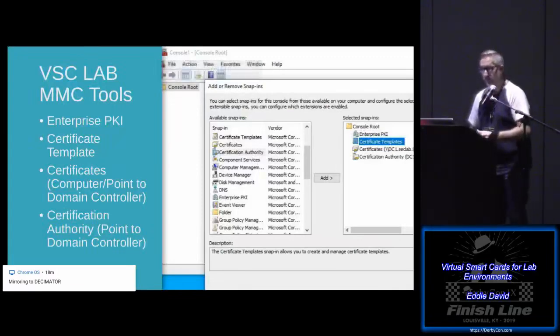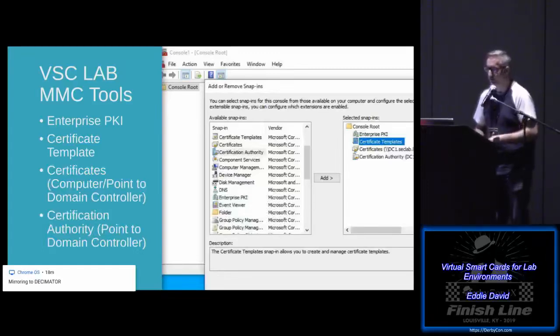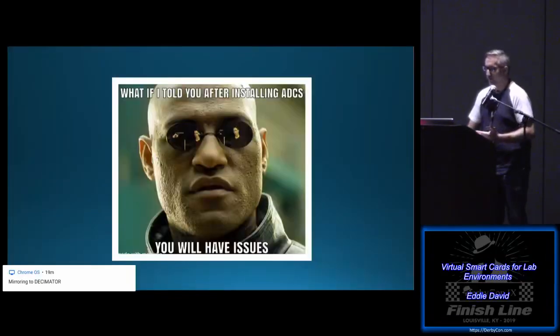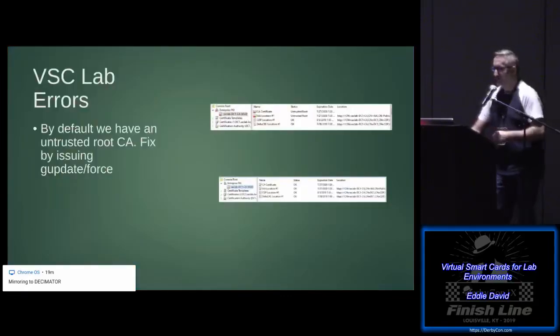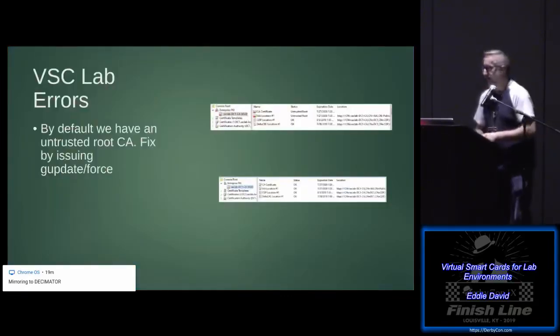There are 4 MMC tools that I always collapse in and use. So I'll put in the enterprise PKI, the certificate template, the certificates that point to the domain controller, and the certificate authority that points to the domain controller. So now that I got all that stuff, I'm going to tell you right now that ADCS is going to have issues. Microsoft. So whenever you open up that enterprise PKI, you're going to see some red X's, and you're going to think, what the hell is going on?